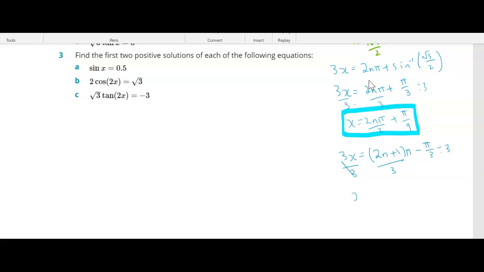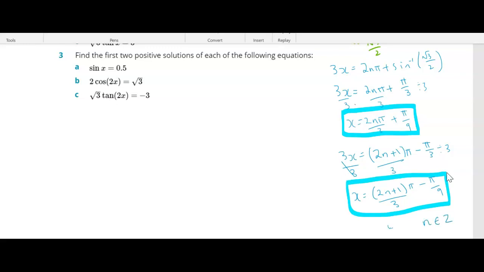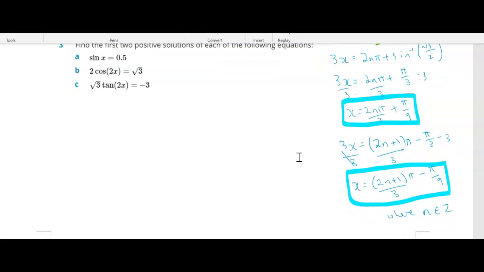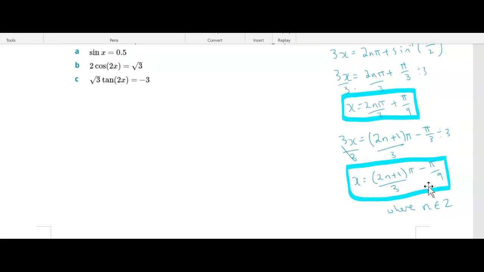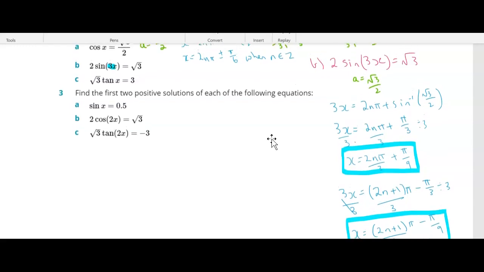So we've got x equals 2n plus 1 pi on 3 minus pi on 9. So I'll highlight that as well. And don't forget that n is an element of z. Now you could expand this if you like, and you'll notice in the solutions it's been expanded, but leaving it like that is fine. I'm just going to leave it like that to keep this video short.